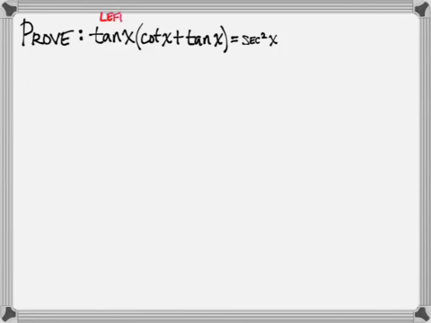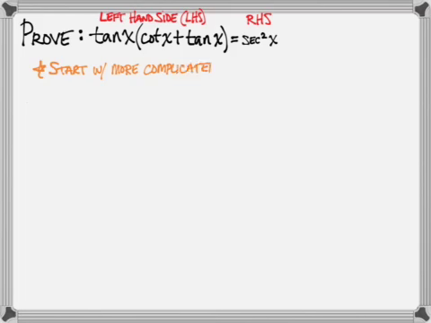So you're going to see on my papers I have LHS and RHS, which is just the left-hand side and the right-hand side. And my goal is to take one of these sides and algebraically turn it into the other side. That's going to stand as my proof. Okay? So in general, too, I want to start with the more complicated side. Because if I start with secant squared x, well, there's only so much I can do with that.